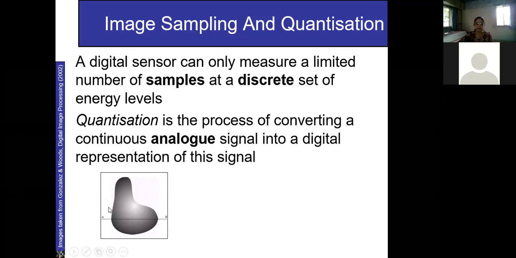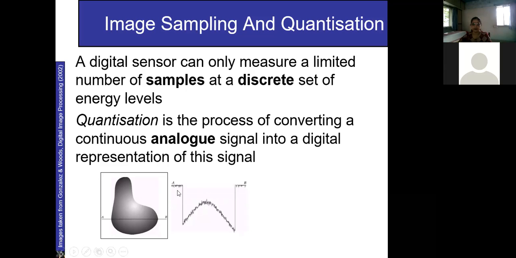Okay, so this sampling deals with discretization of the x-axis and y-axis. The distance between samples along the x and y axis decides the spatial resolution of the image, and the actual quantization or digitization of amplitude levels decides how many intensity levels are there in your image.